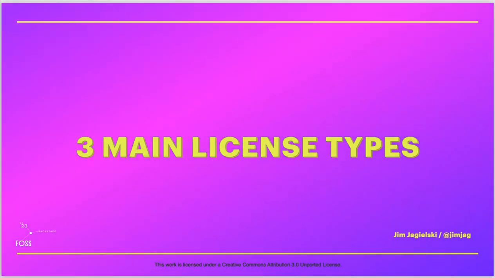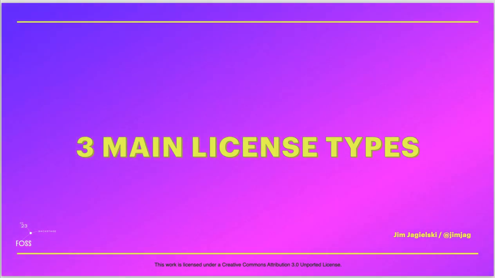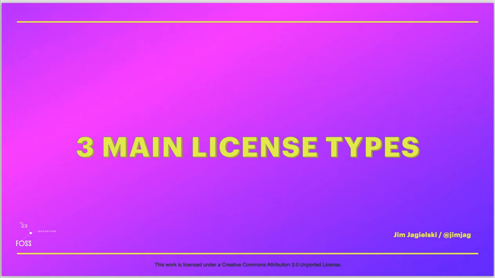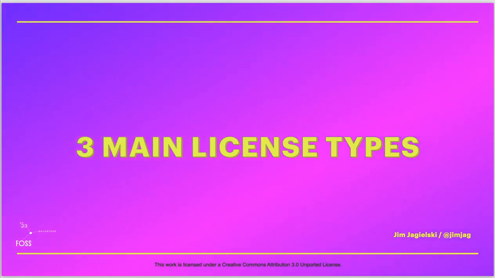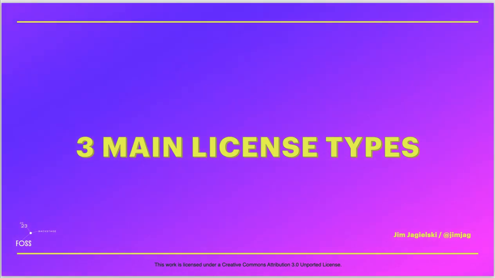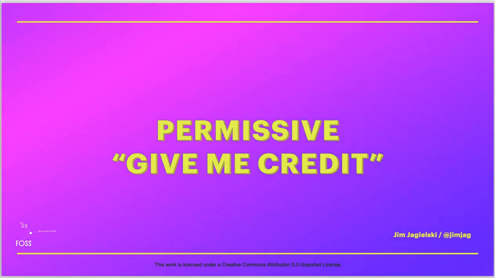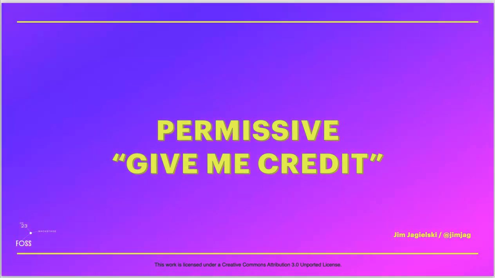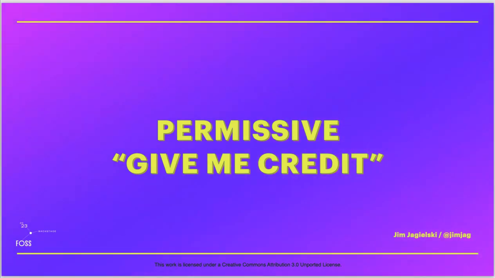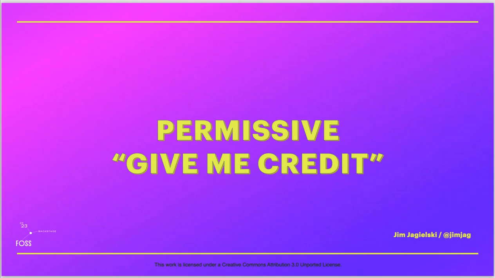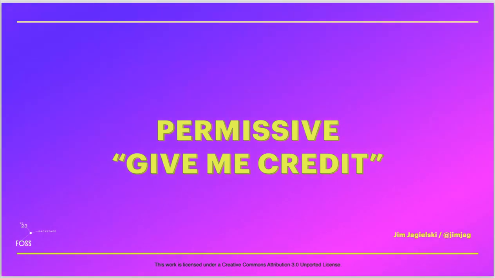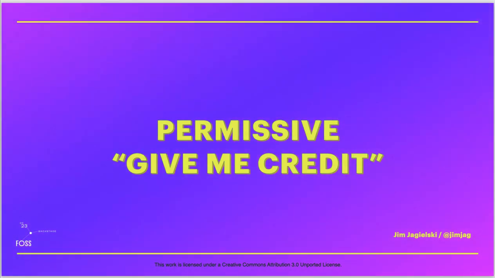Now, there are three main license types. There are a huge variety of open source licenses. Last I checked, it was like 60 or something like that. It's a huge number. But I think if you look at the similarities between them, there are three main flavors of open source licenses out there. The first is the very permissive give me credit license, which basically says you can do anything you want with this open source project, this software that I'm giving you. You just can't claim that it's yours. But anything else you want to do is fine. You can go and use it any way you want.